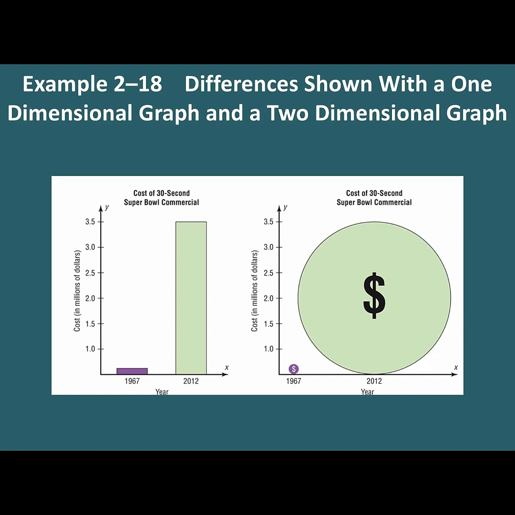For example, the cost of a 30-second Super Bowl commercial. In 1967, it cost not even $1 million for 30 seconds. In fact, it looks like it cost $200,000 for a 30-second commercial for the Super Bowl. Whereas in 2012, it cost $3.5 million for a 30-second commercial in the Super Bowl. Now moving over here to a two-dimensional graph, we can see that yes, it is a lot more, but it is highly exaggerated when done in two-dimensional space, especially when two dimensions are not needed.